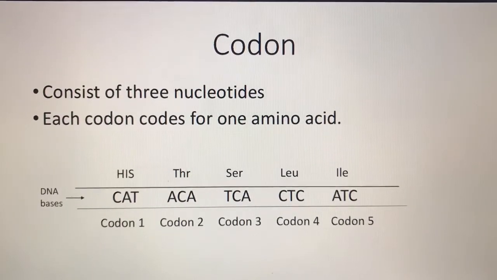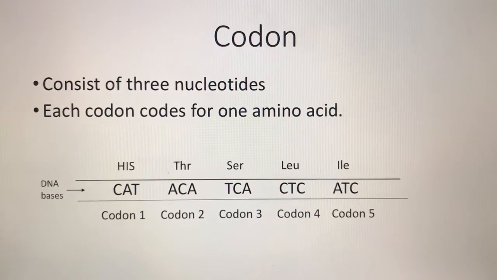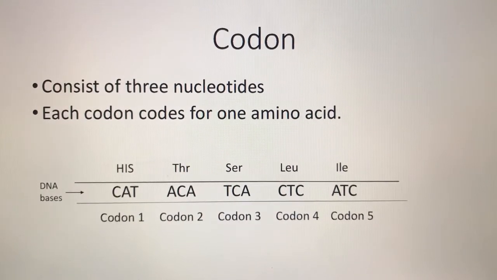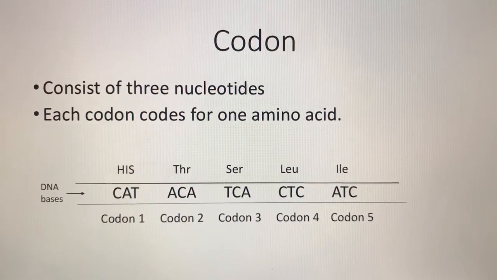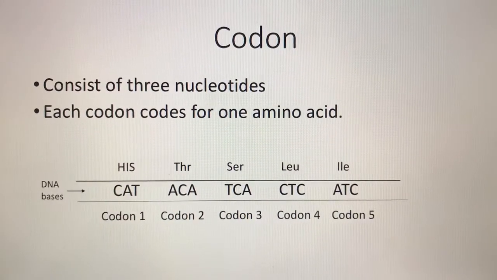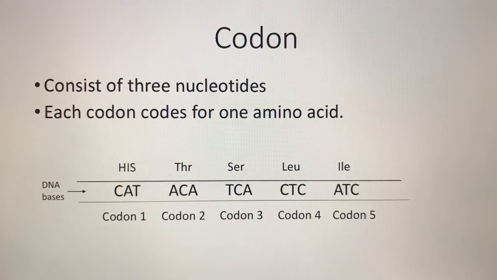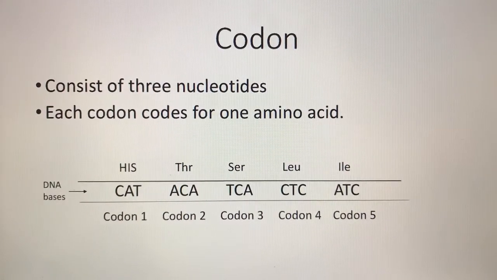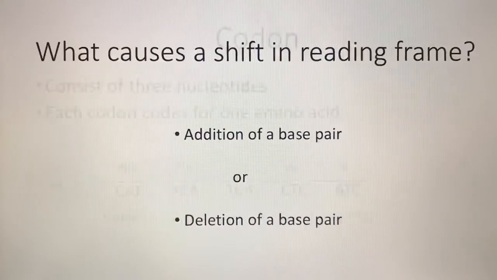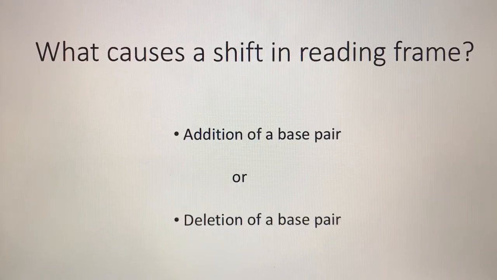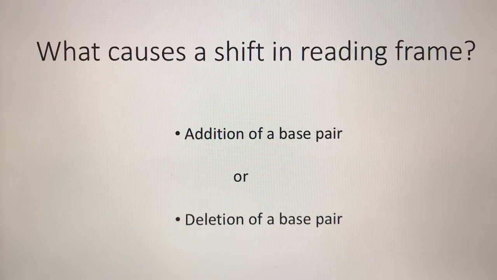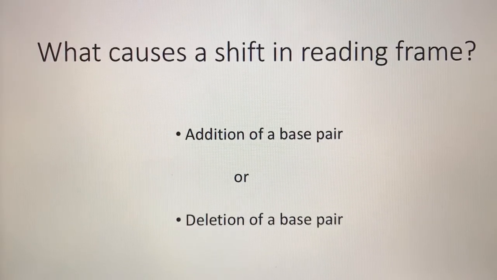A codon consists of 3 nucleotides. Each codon codes for 1 amino acid. Here we have a strand of DNA with 5 codons. In codon 1, CAT codes for histidine, and codon 2 codes for threonine, and so on. What causes a shift in reading frame? An addition or deletion of a base pair that is not a multiple of 3 will cause a shift.